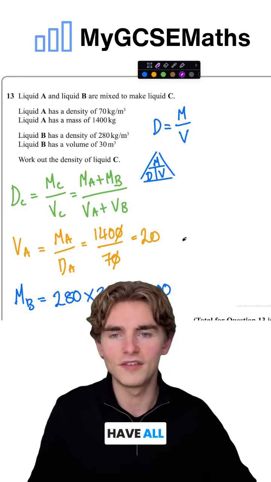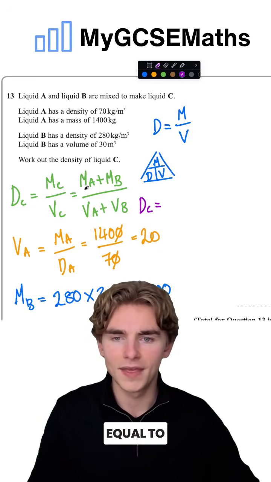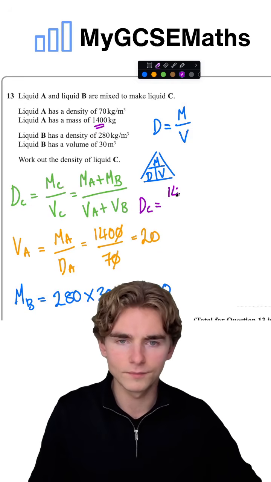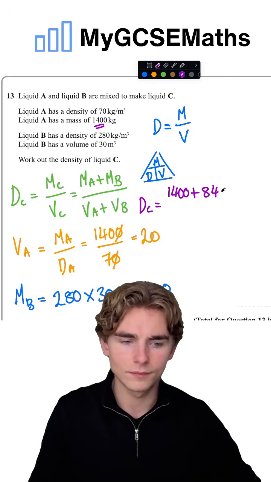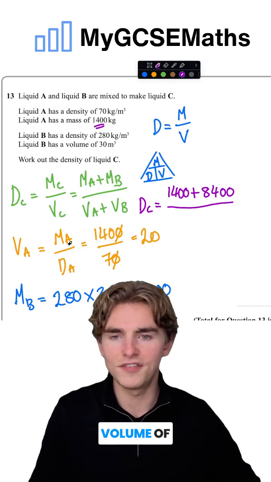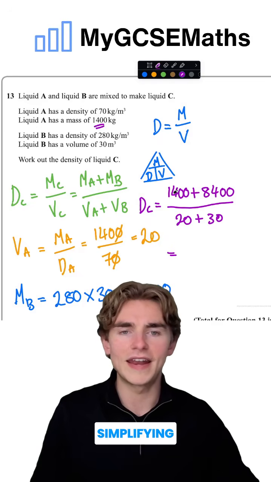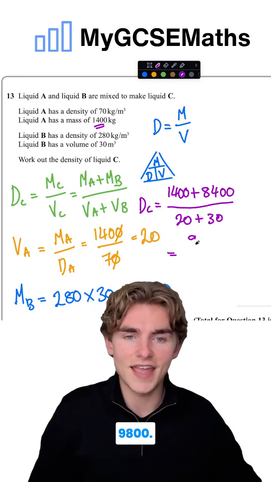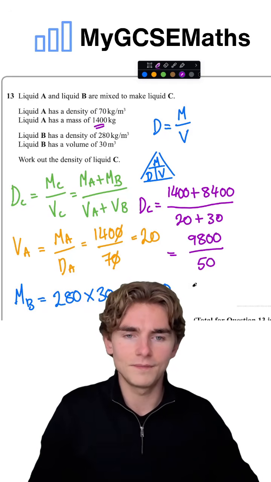But now we have all of our different ingredients. We have the density of C is equal to the mass of A plus the mass of B. Mass of A is 1,400. Mass of B is 8,400 over volume of A is 20. Volume of B is 30. Simplifying now on the top, 1,400 plus 8,400 is 9,800. So we have 9,800 over 50.